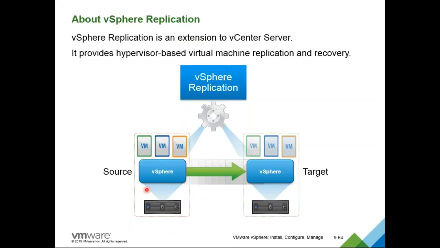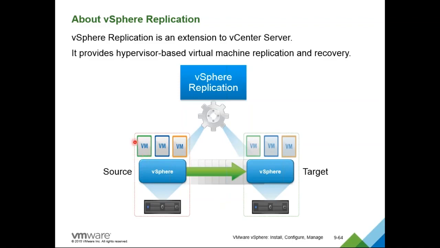So this you can implement from within a single site, from one cluster to another cluster. In the sense, assume this is a site, you are having two clusters. Within the two clusters, you can enable replication. By enabling this vSphere replication, you can protect or replicate your virtual machine.